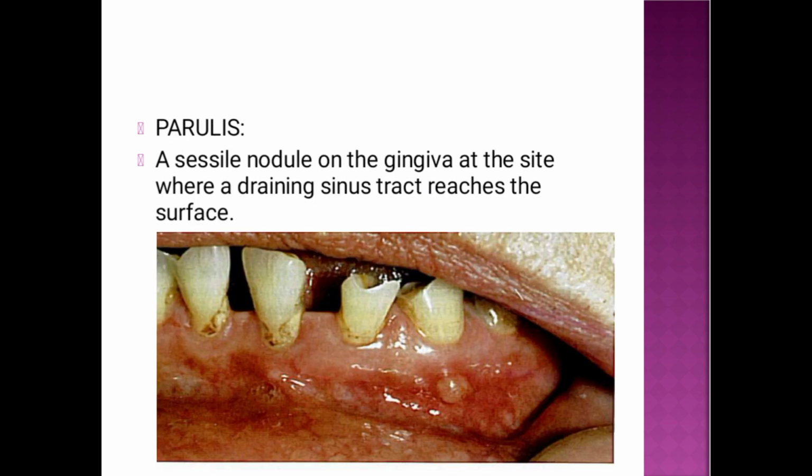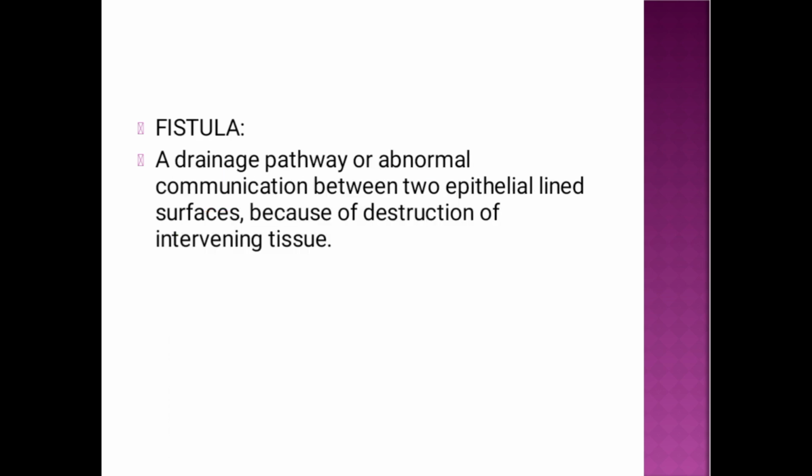Now, parulis is basically a nodule on the gingiva at the site where the drainage tract reaches the surface. You can see it here. Parulis is when there is a nodule on the gingiva. You can say it is a sessile nodule on the gingiva at the site where the drainage of the sinus tract reaches the surface.